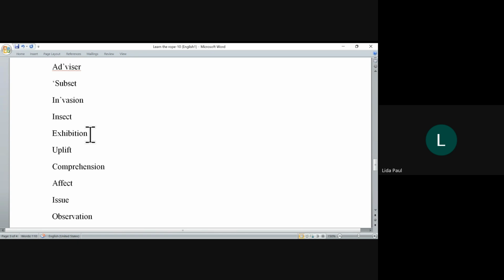Correct. Okay. Insect. Second syllable? First one maybe. First one, because this is a noun. So you can mark it on the first one. They are not two separate parts. In is not a prefix to it. There's no separation. It's one word. Insect, you will mark it on the first syllable, because it's a noun.